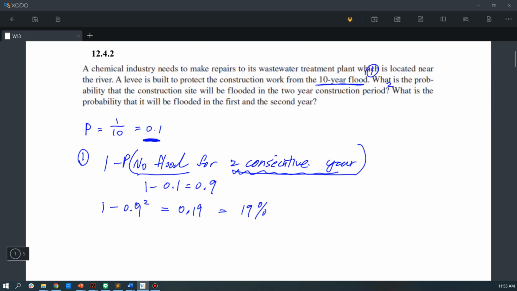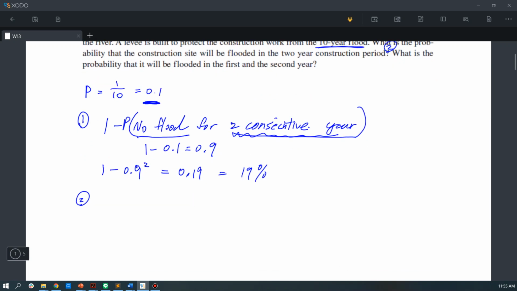And the second question asks us, what is the probability that it will be flooded in the first and second year? That's also very straightforward. The probability of the flood occurring in the first year is 0.1, as we said here, and the probability for the flood to occur in the second year is also 0.1. You want them both to happen, so it's basically just multiplying these two numbers. And this gives us 0.01. That is 1%.